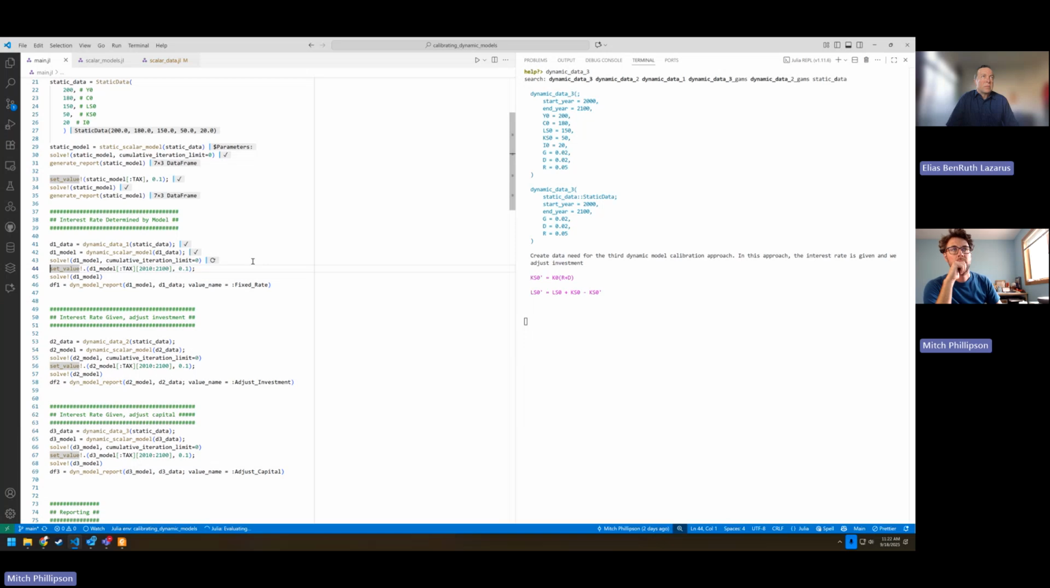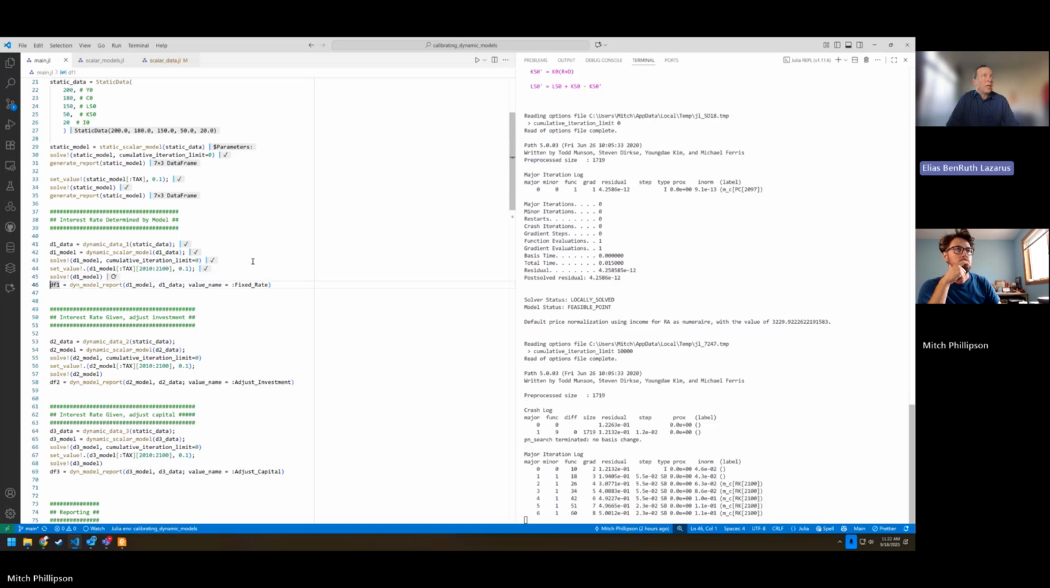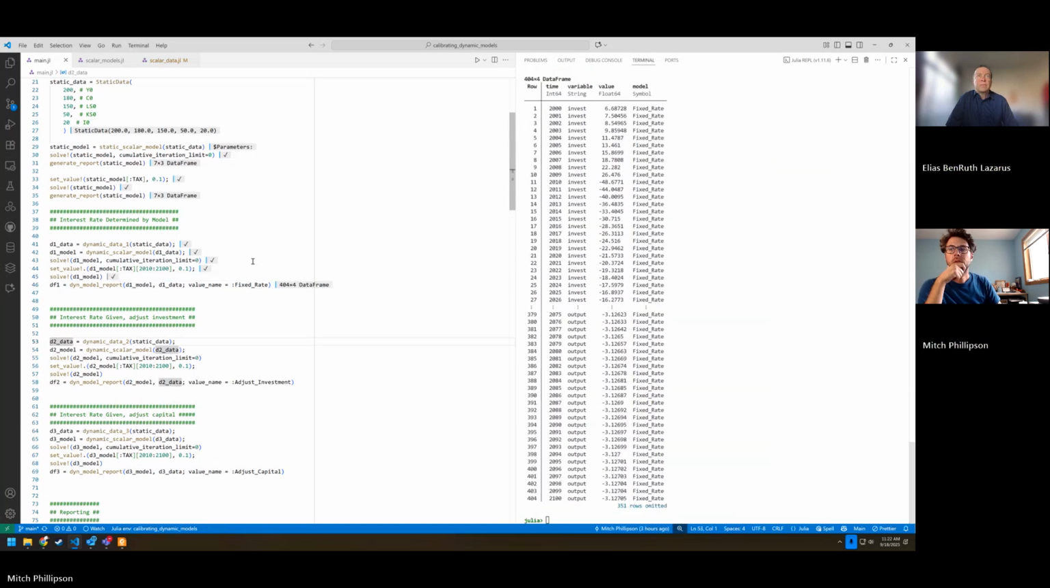Solve it at the benchmark. Sorry, go for it. But you suppress the print by putting the semicolon at the end of the line. Yep. Okay, cool.